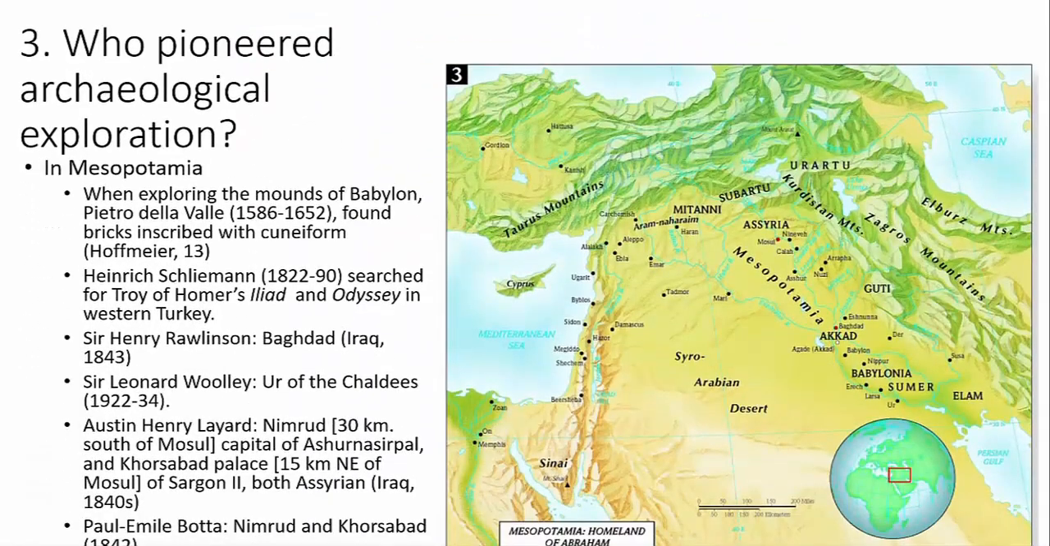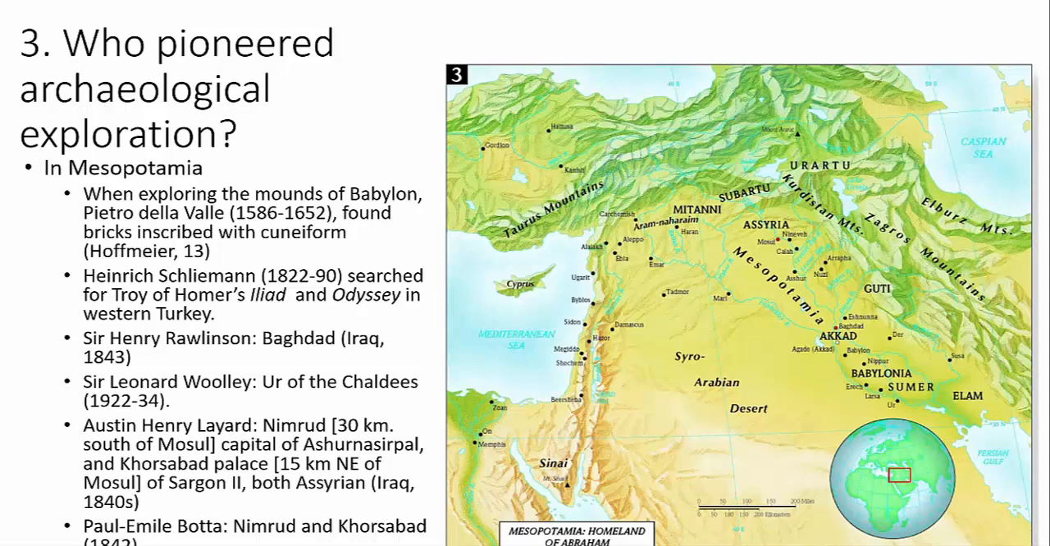Now let's give a brief overview concerning the pioneers of archaeological exploration. We'll begin as far back as the 1500s by acknowledging that Pietro della Valle discovered bricks with the wedge-shaped inscription cuneiform that had not yet been deciphered. Found them in the mounds of Babylon. If you look at the map on the right, the actual ancient region of Babylon is between the large print Akkad and Babylonian in the Mesopotamian Valley.